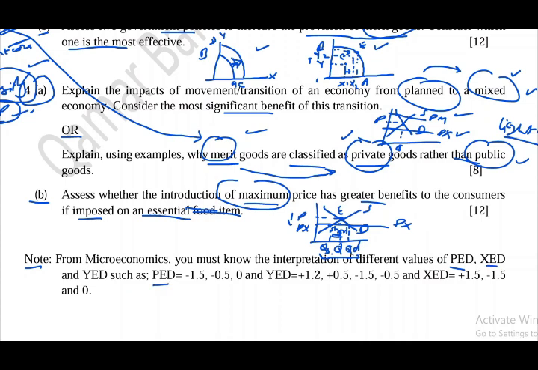For example, price elasticity of demand minus 1.5, minus 0.50. What these values basically show: keep in mind price elasticity of demand is always negative because it shows negative relationship between price and quantity. If price goes up, quantity demanded goes down. So this is negative relationship, and because of that, PED is always negative. Okay, so PED 1.5 is elastic.